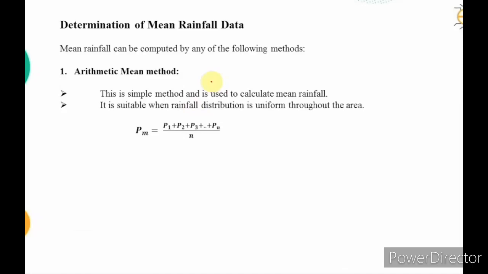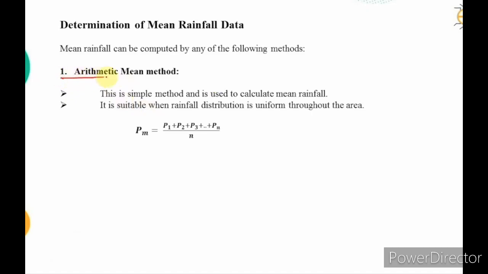We are going to study the different methods which are used to find out the average rainfall data. So let's start. In an area when rainfall is occurring, we need to calculate the mean rainfall so that we can estimate the particular area, because the rainfall intensity varies in the area. To evaluate the mean or average rainfall in an area, we use different methods.